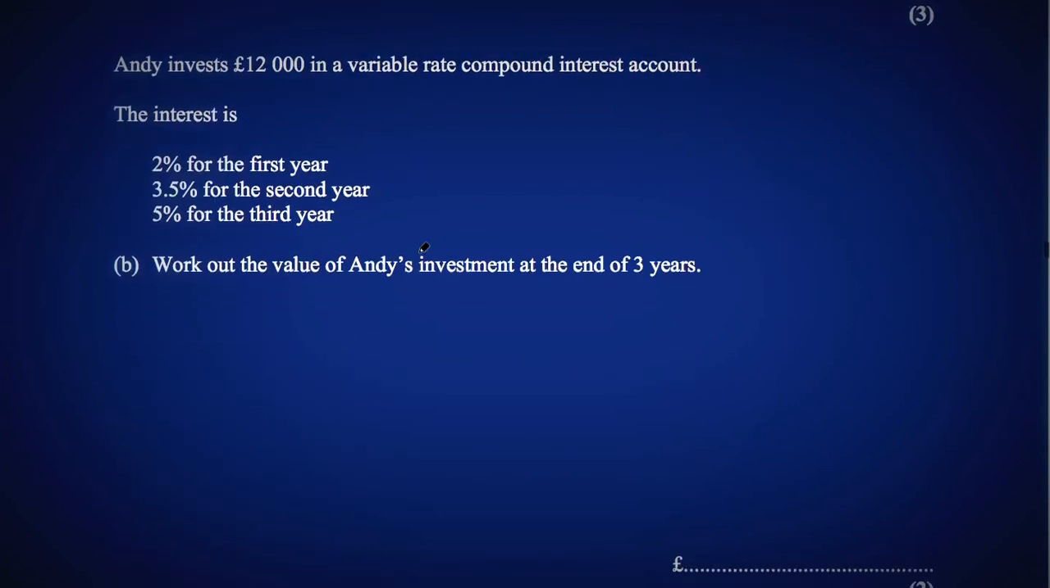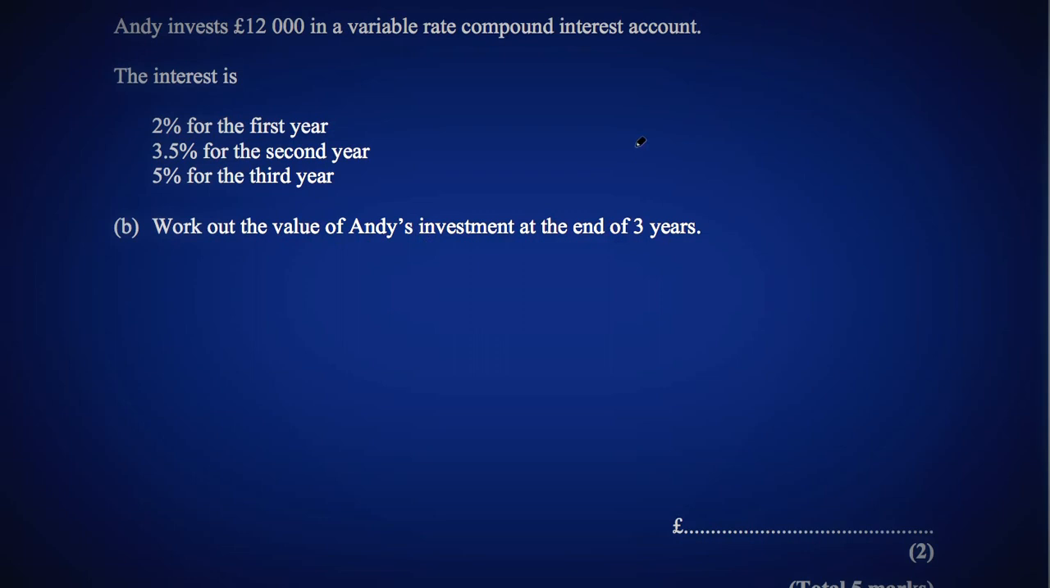Part 2, Andy invests £12,000 in a variable rate compound interest account. That means that the interest is going to be changing year on year. So he gets 2% for the first year, 3.5% for the second year, and 5% for the third year. Work out the value of Andy's investment at the end of the 3 years. And this isn't the interest earned, this is the investment itself.